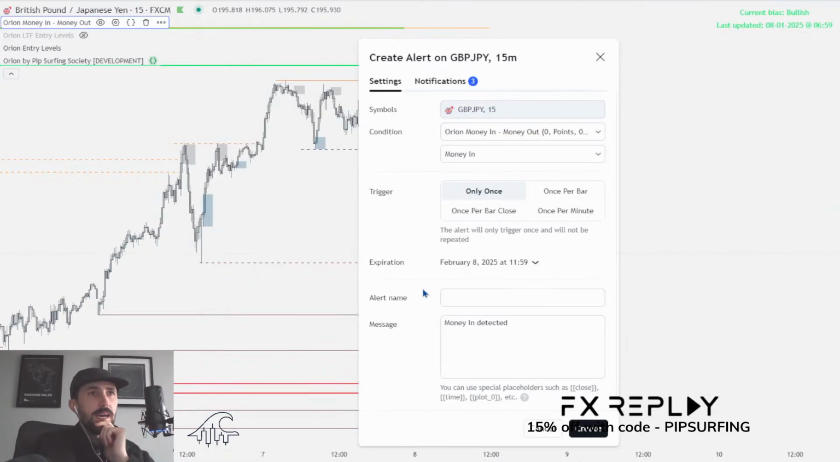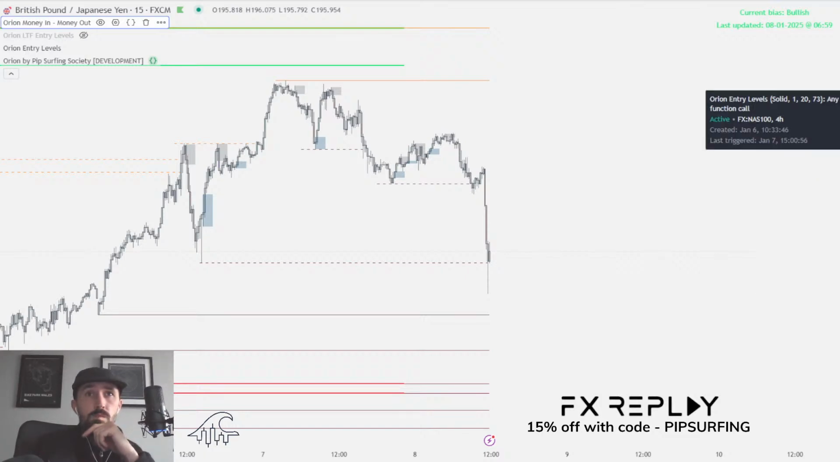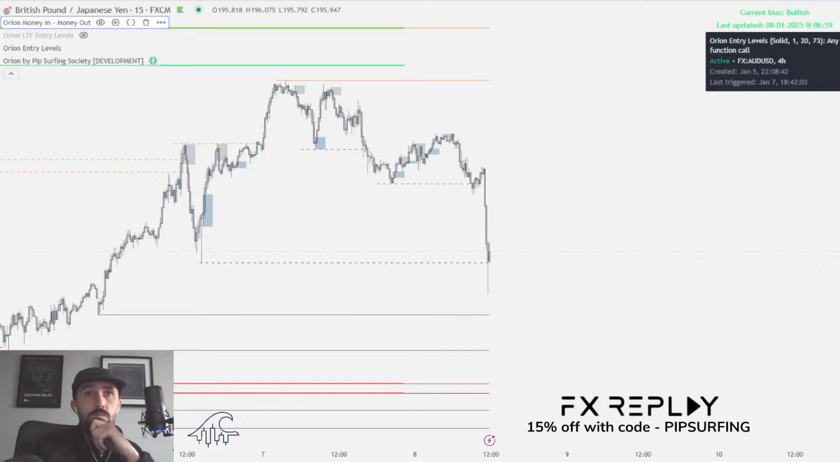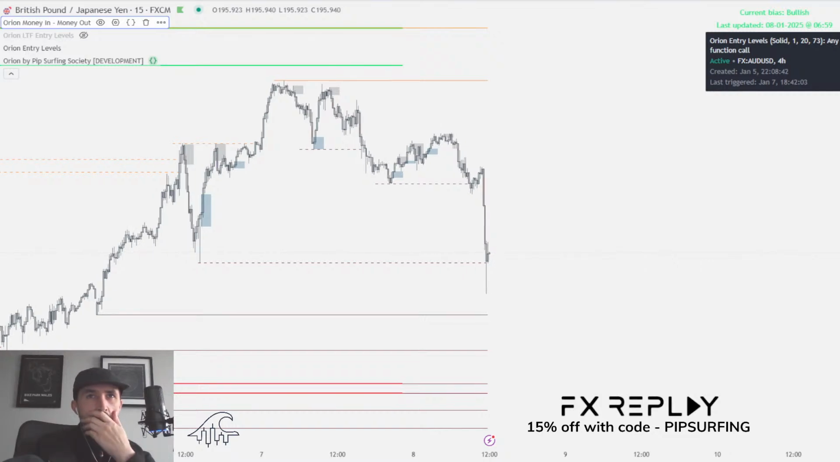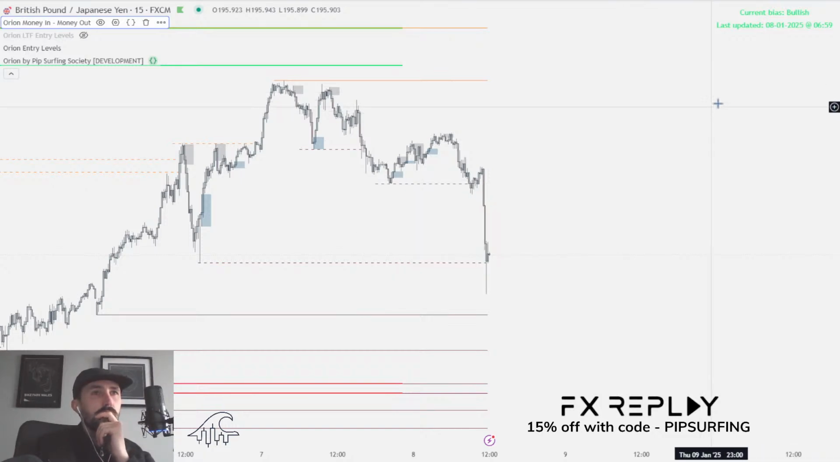Money in. What am I doing? I'm all the way down in the lower end of the settings. Money in, create, cool. Let's just double check we don't have multiple. A chef would delete that. Cool.